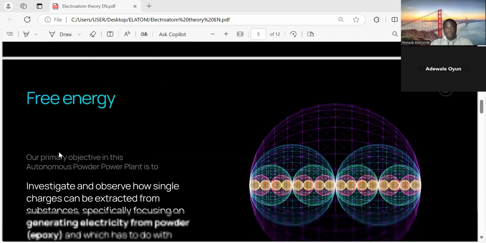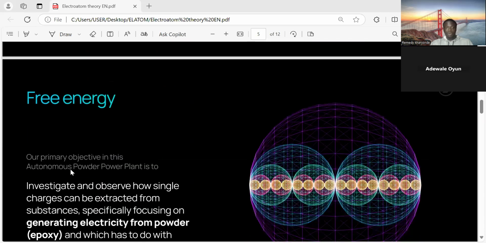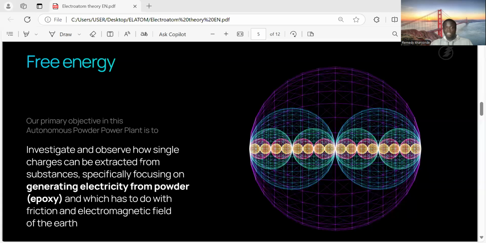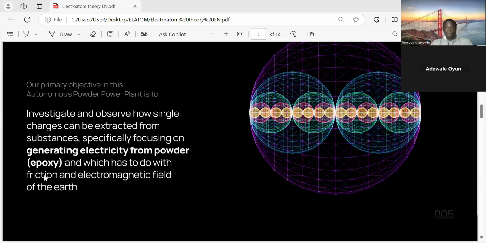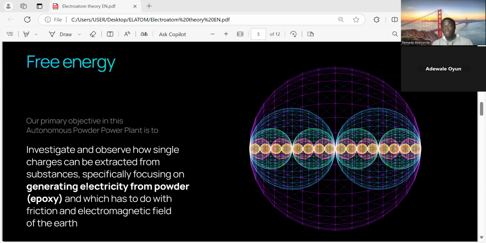So the free energy, our primary objective in the autonomous power plant, is to investigate and observe how single charge can be extracted from substance, specifically focusing on generating electricity from powder, epoxy, and which has to do with friction and the electromagnetic field of the earth. So in our new innovation, what we are taking into consideration is the generation of electricity from powder, which is epoxy, and the powder, the charge will be restored using the earth's electromagnetic field. That's what we are using.